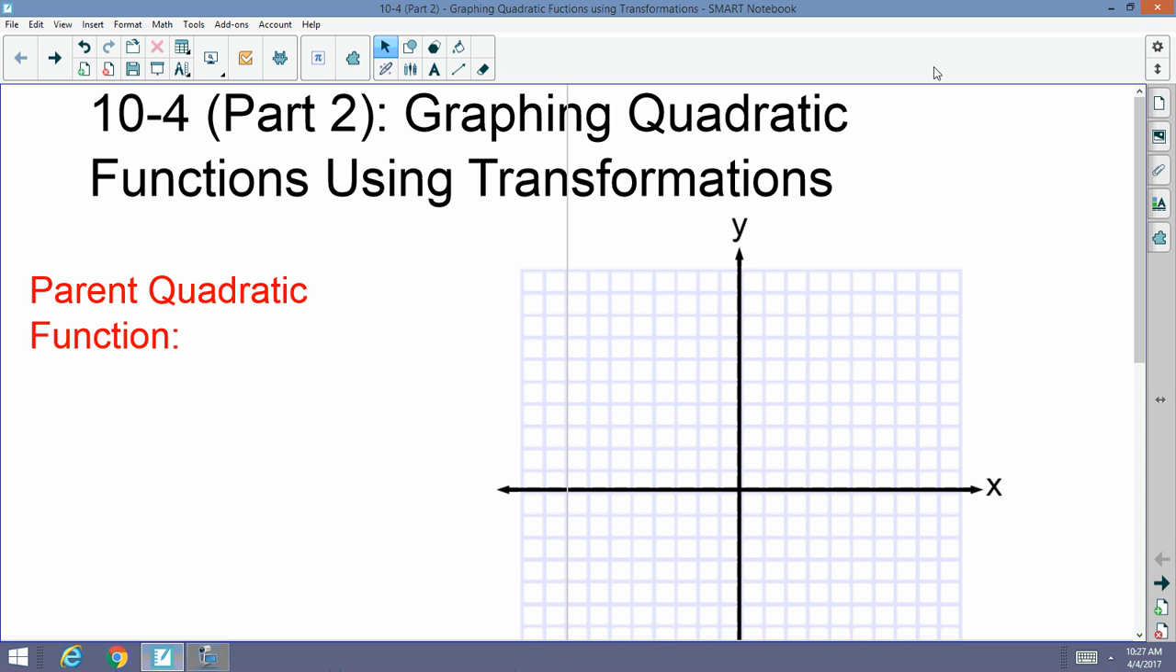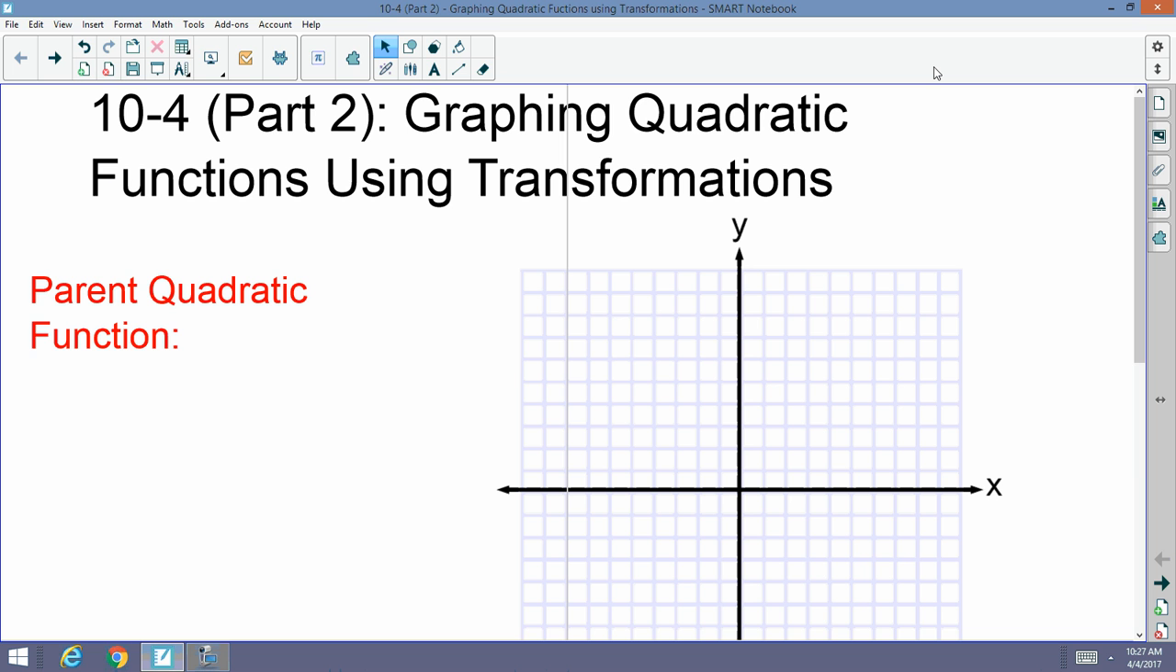Now today we're going to talk about graphing quadratic functions using transformations, and when we're using transformations, we're using a different form of the quadratic function. When we were using properties, we used the standard form, which is y equals ax squared plus bx plus c. Here we're going to use a different form. We're going to talk all about it.